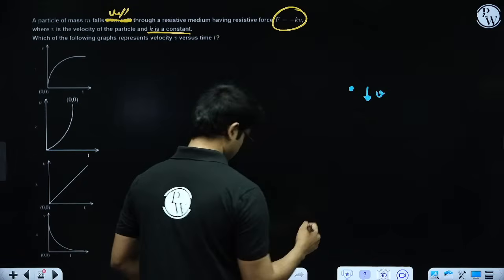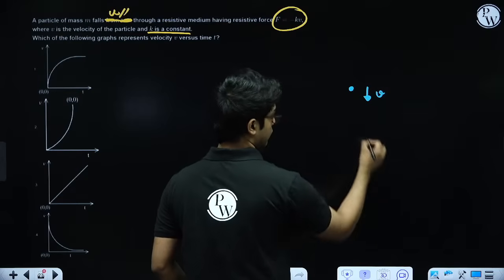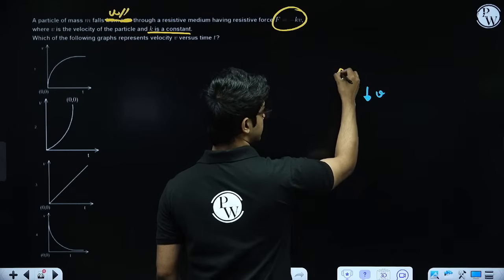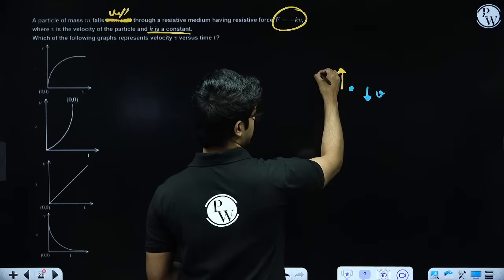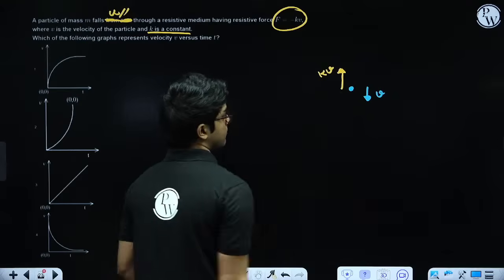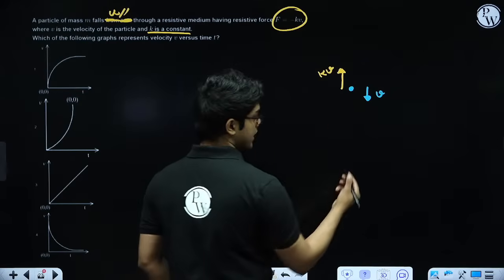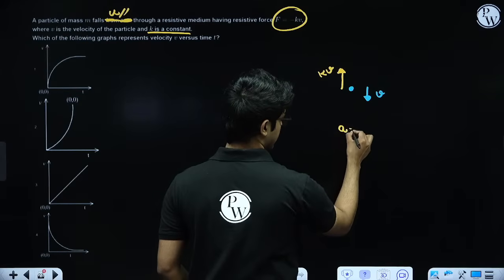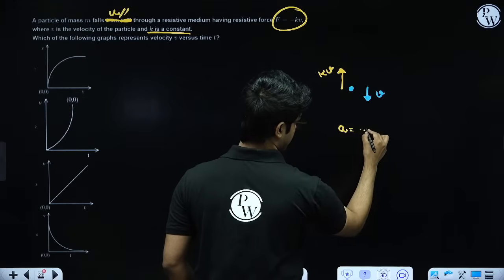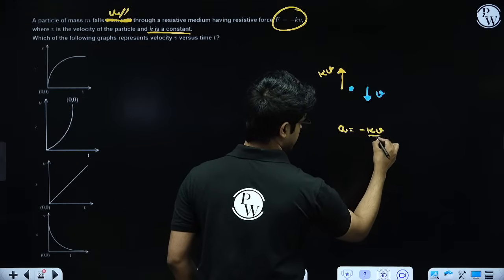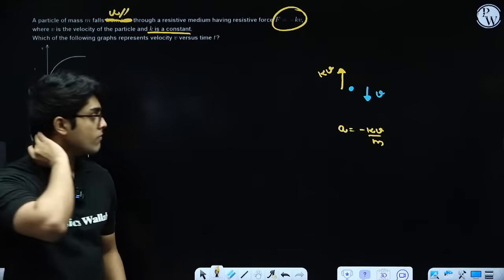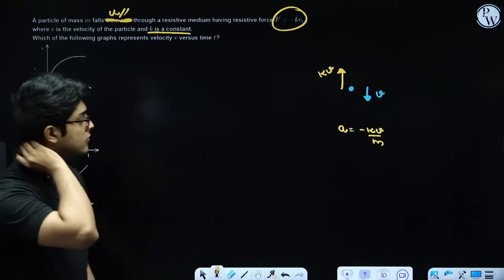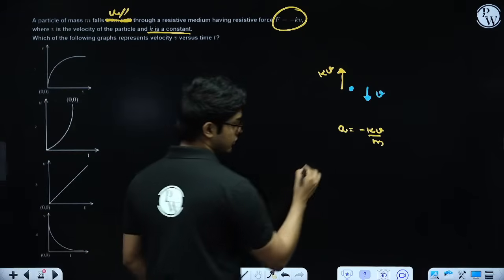The force minus just means it's opposite to the movement direction. So the force will be in this direction. If I have the force, I can calculate the deceleration. It will be minus kV by m, right? So now my main goal is to find the velocity as a function of time.